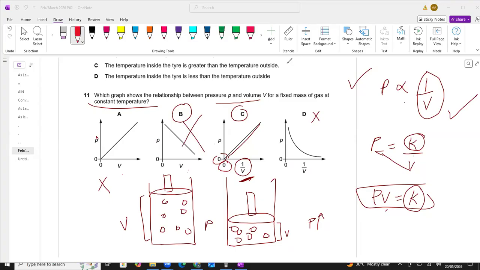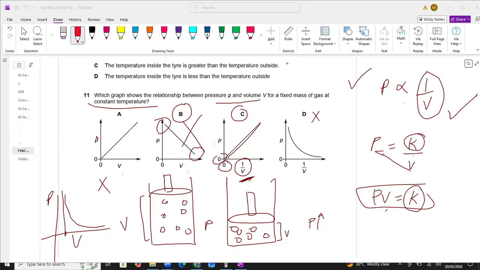Basically, C is the right answer, because you can see this graph is not complete. Everyone, this graph is not complete. If I draw the relation between pressure and volume, we will get a curve like this, because volume can never be 0. So this curve will give me the constant, if I study the inverse relation here, so I will get the constant value.